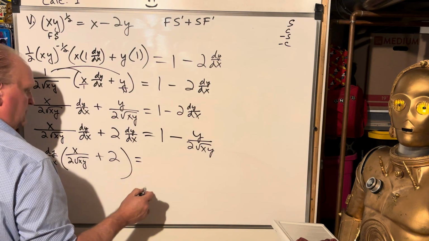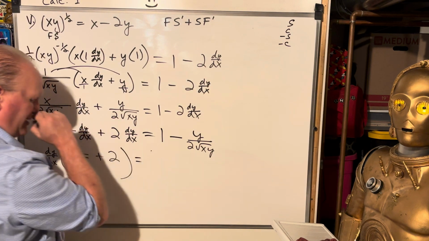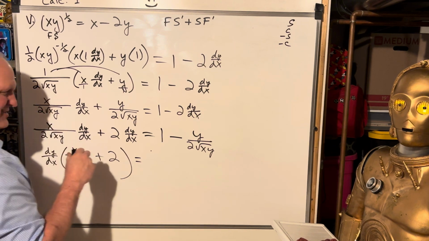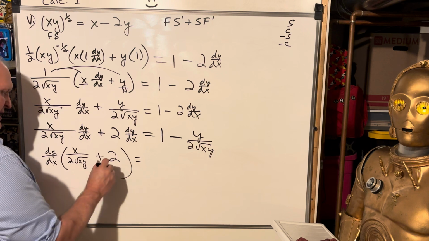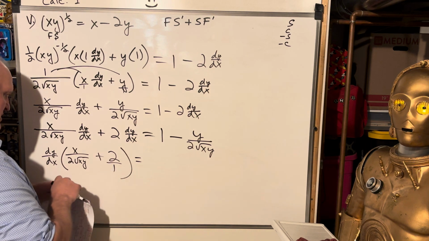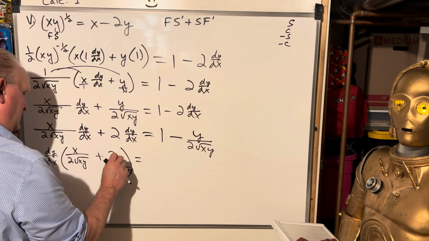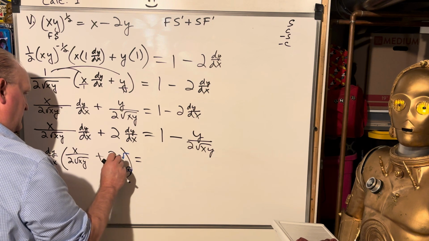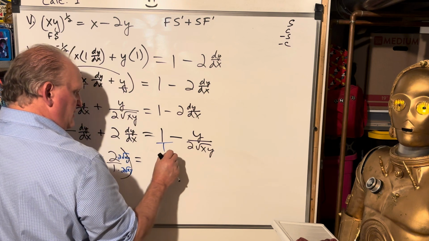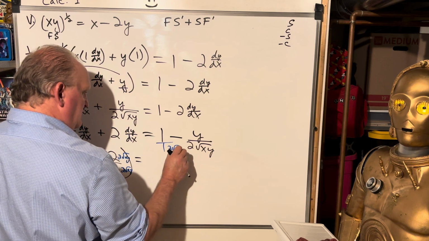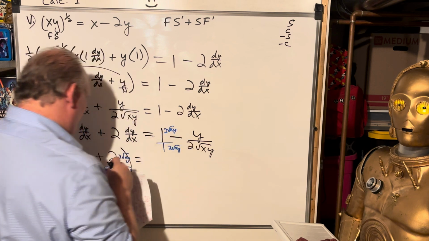And that's equal to 1 minus. So I think what we might want to do is get these all common denominator out. Like multiply top and bottom of this by 2 square roots of xy, 2 square roots of xy, and multiply this by 2 square roots of xy, 2 square roots of xy. This is a big mess.